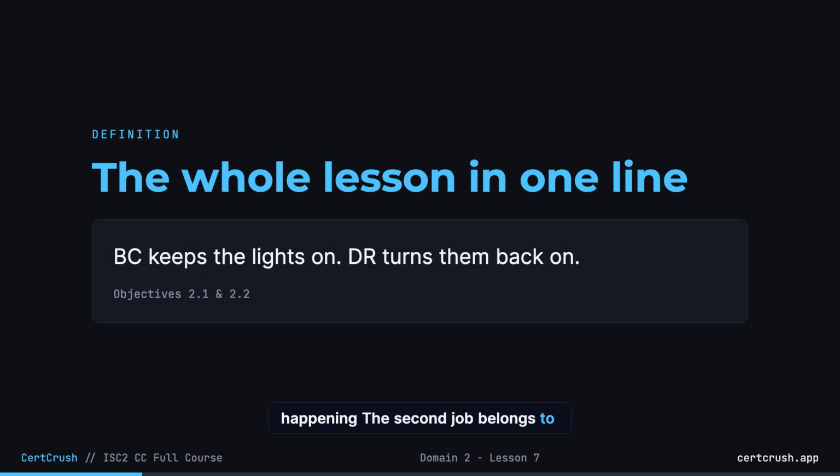The second job belongs to a different team. They are down in the basement, working on the wiring and the generators, getting the real systems back to normal. That is disaster recovery, restoring what broke after the disaster hits.